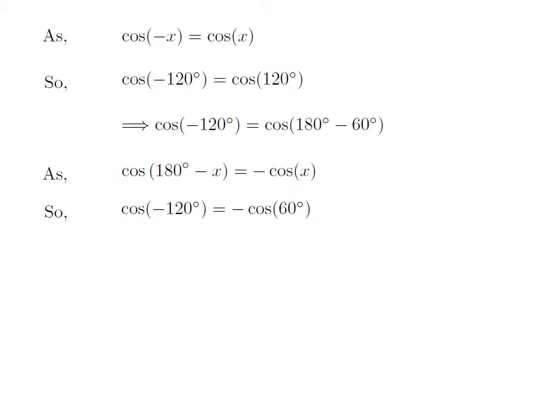Let us apply the above identity for cosine of 180 degree minus 60 degree. Here x is 60 degree. So cosine of minus 120 degree is equal to minus cosine of 60 degree. We know the value of cosine of 60 degree is half. So we get the value of cosine of minus 120 degree is equal to minus half.